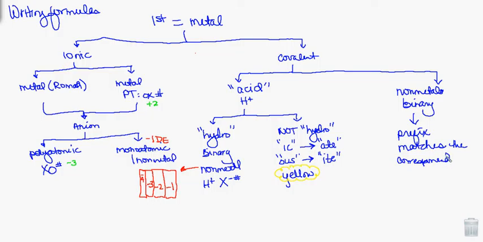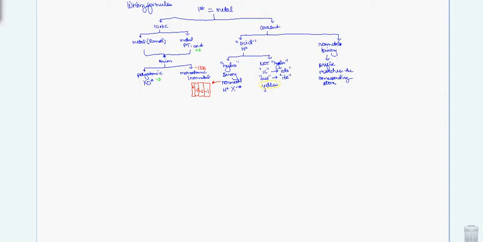So if it says that you are looking at dinitrogen, that means that there are 2 nitrogen atoms. And then you'll just write the formula from there. All right, let's do some examples.